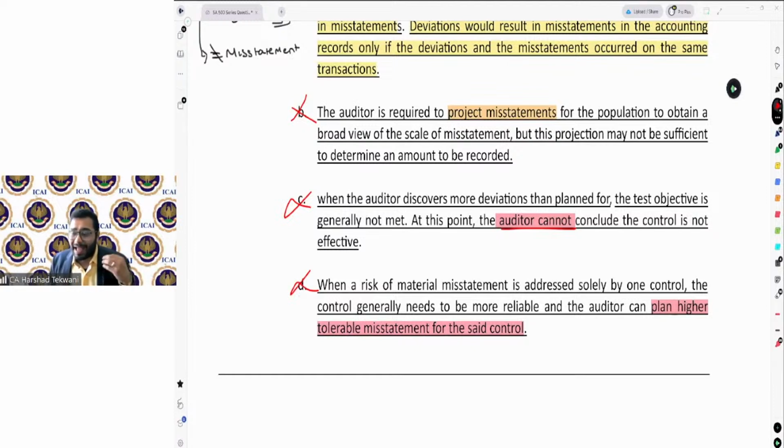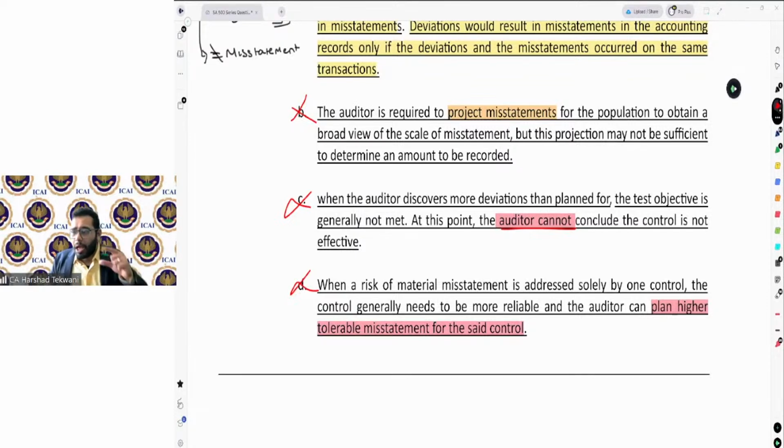In test of details, I identified some monetary misstatements. In that case, I'll project that onto the population. I'll see what is the tolerable rate of misstatement for the population that I have set. The tolerable rate of misstatement for a population in test of detail means a level of monetary threshold.